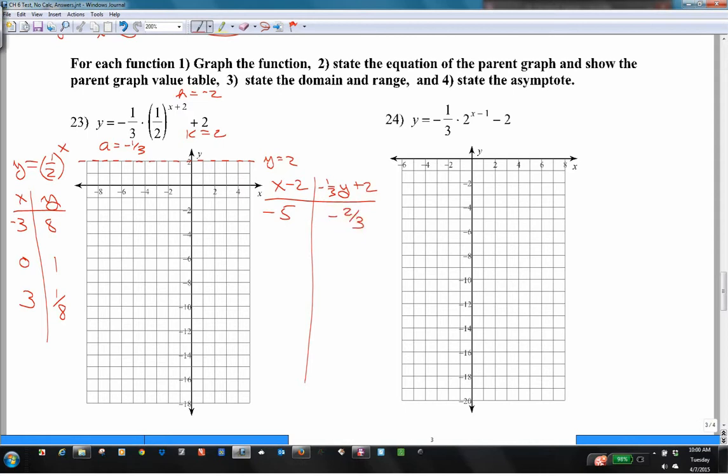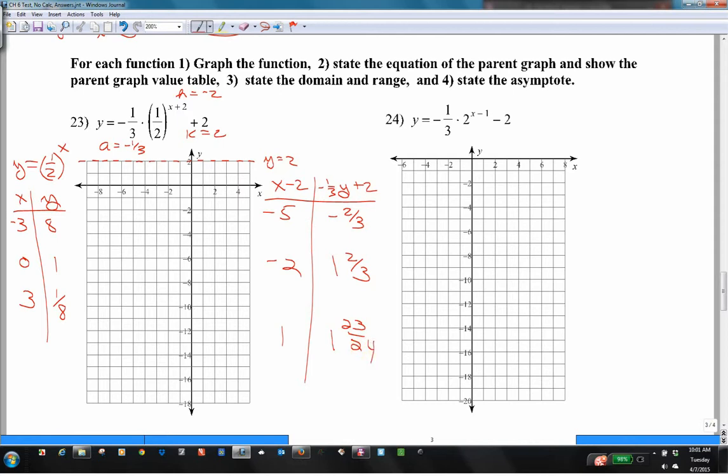Okay, if I put the next point in there, 0 minus 2, that's -2. And I have 1 for the y, so I have -1/3 times 1, so that'd be -1/3 plus 2. I would have 1 and 2/3. And lastly, I have 1/8, and 3 minus 2, that's 1. And putting 1/8 in for y, I would have -1/24 plus 2, so that's 1 and 23/24. So let's go ahead and plot those points.